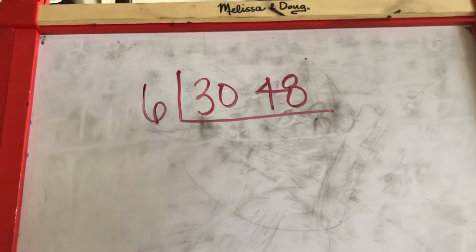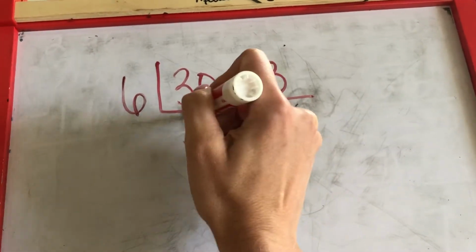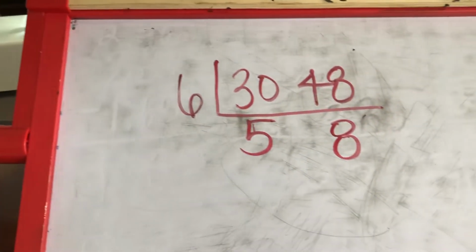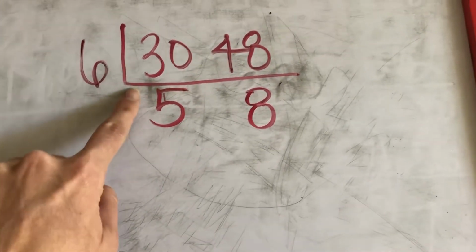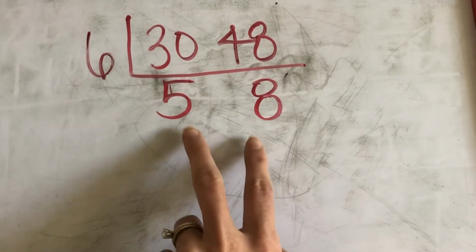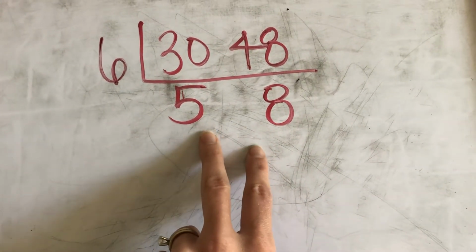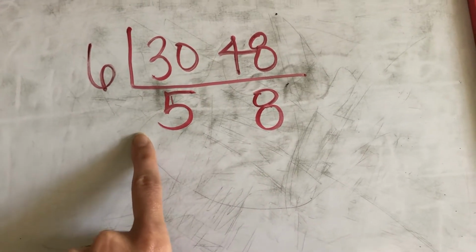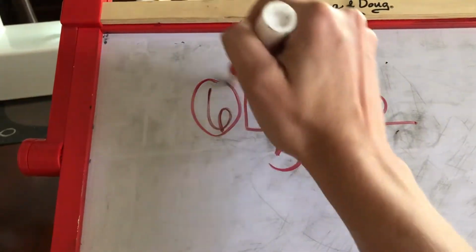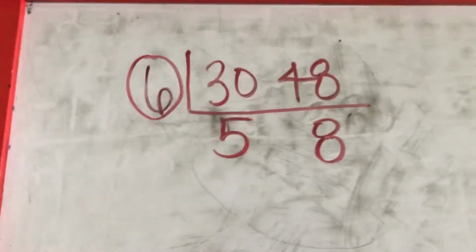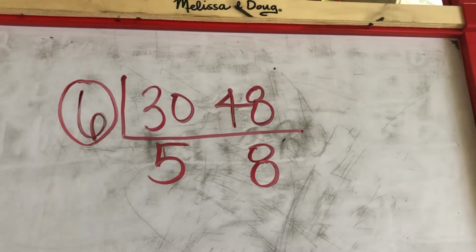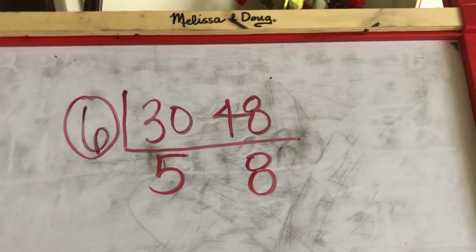So I'm going to go ahead and divide. 6 goes into 30 5 times. 6 goes into 48 8 times. So now, if 5 and 8 had a common factor, I would go again. But since 5 and 8 don't have a common factor other than 1, and remember we're not going to use 1 on the outside, then GCF is on the left. So since I only have one number on the left, GCF, or 6, is the greatest common factor of 30 and 48.